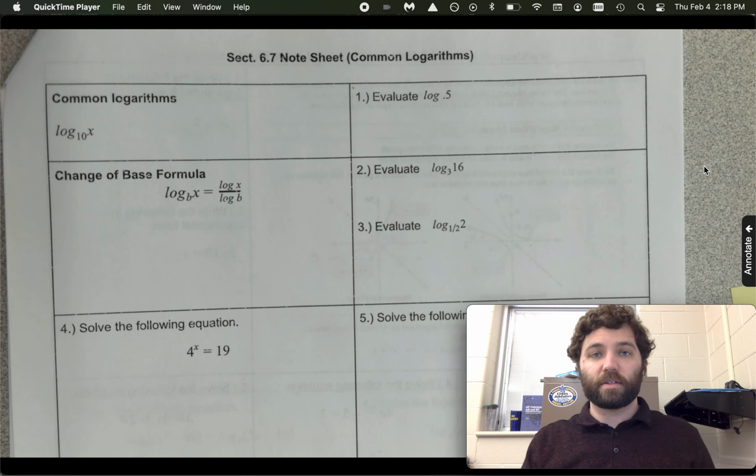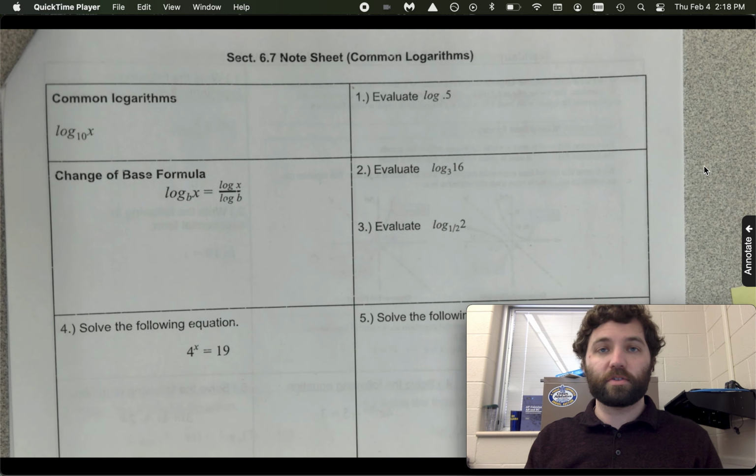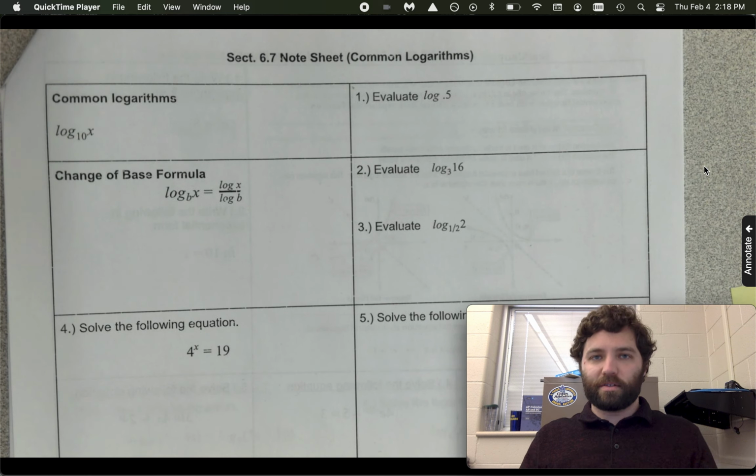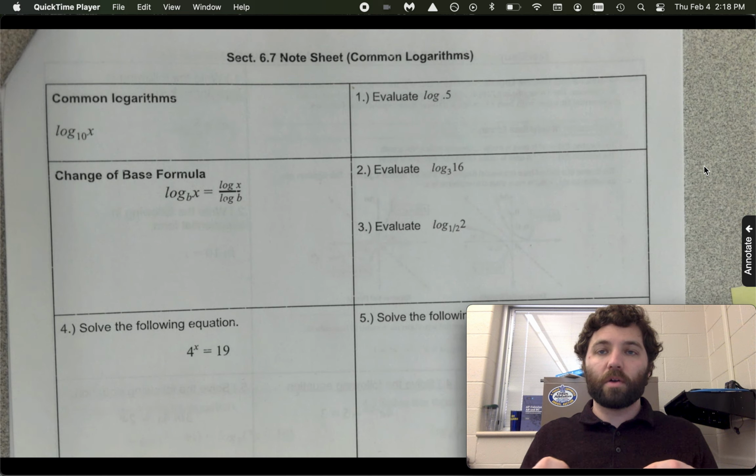6.7, as we continue to learn about different types of logarithms, we're going to talk about common logarithms. Now, common logarithms are handy. Well, back up a second. I'll tell you why they're handy in a second. But common logarithms are logarithms with a base 10. Okay, so any base 10 logarithm is called a common logarithm.